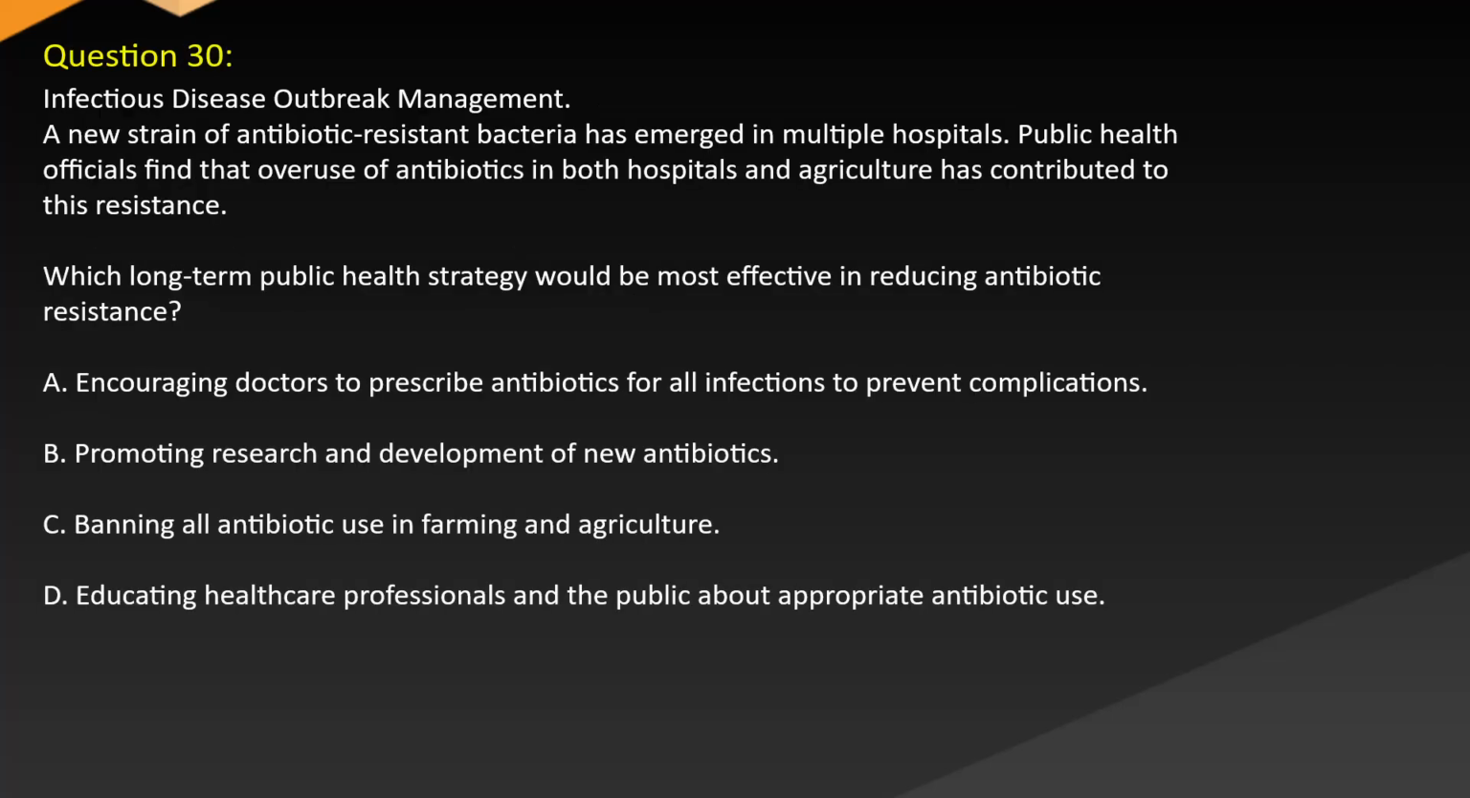Question 30. Infectious disease outbreak management. A new strain of antibiotic-resistant bacteria has emerged in multiple hospitals. Public health officials find that overuse of antibiotics in both hospitals and agriculture has contributed to this resistance. Which long-term public health strategy would be most effective in reducing antibiotic resistance?